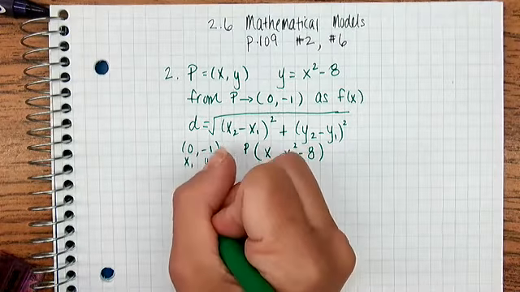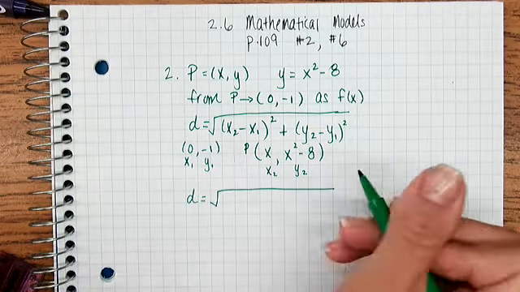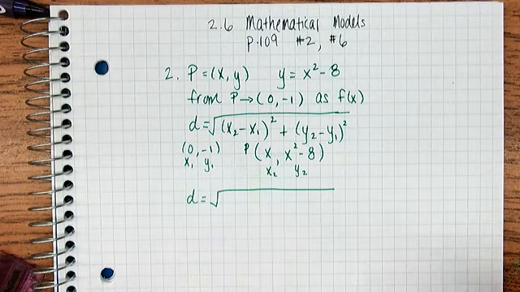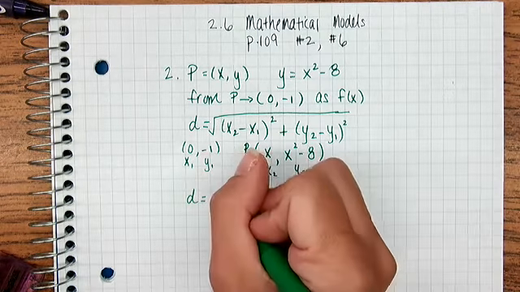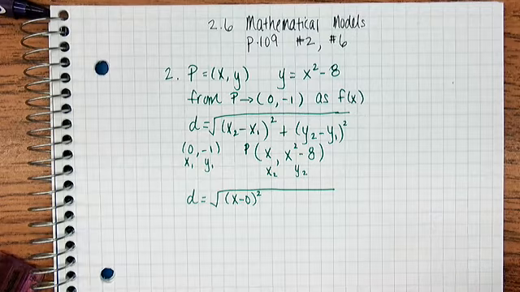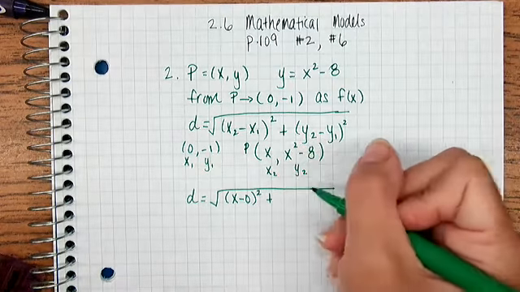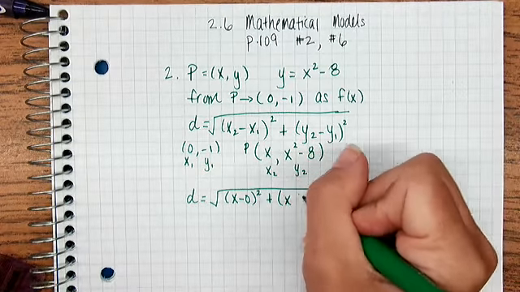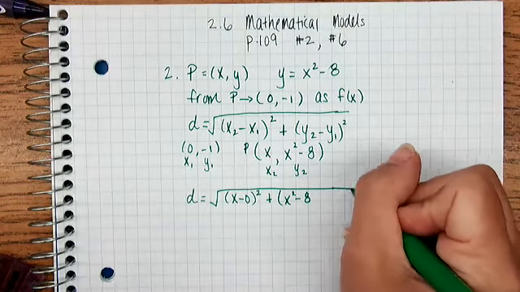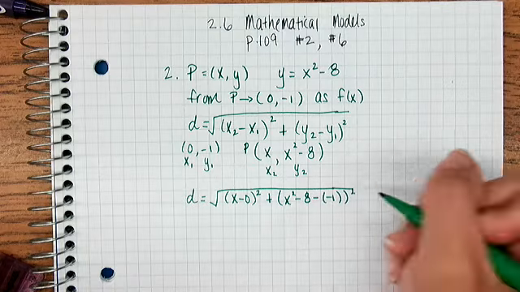So the distance, and I'm actually going to plug these in quote unquote backwards. I don't want to do 0 minus x. Let's do x minus 0 instead. So let's do x minus 0 squared. Doesn't matter. I just like keeping it positive. Plus x squared minus 8 minus negative 1 squared.